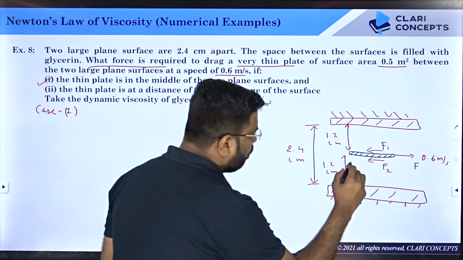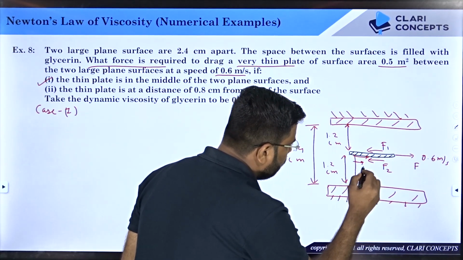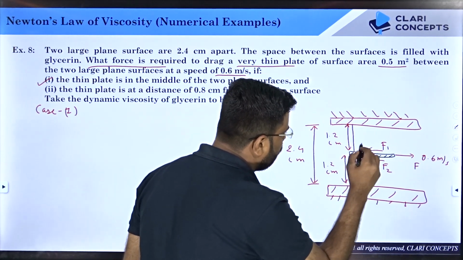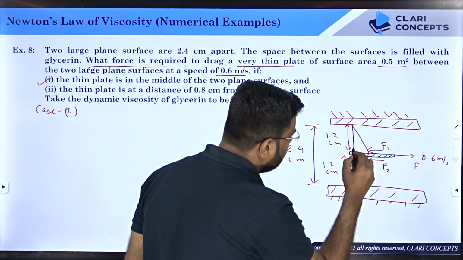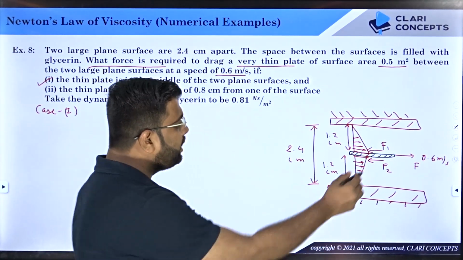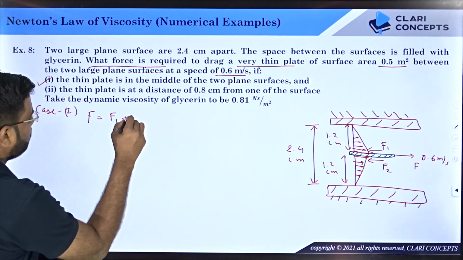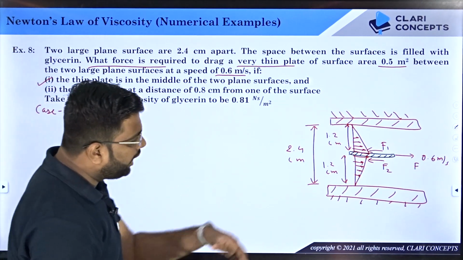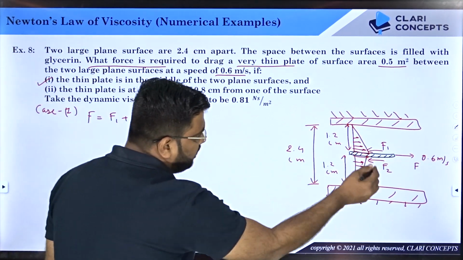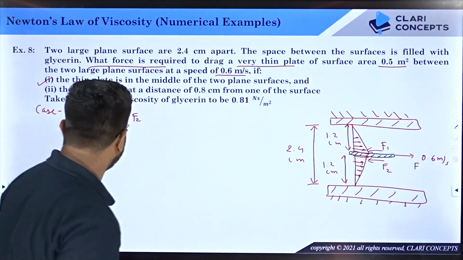If you draw the velocity profile on the bottom portion, you will see it like this. We will assume a linear velocity profile again. Similarly, on the top portion, you will get the velocity profile like this. To find the resistive force, the total force F will be equal to F1 plus F2. Looking at the diagram, it is symmetric, meaning the force on both sides is going to be the same. So first let us find the value of F1.